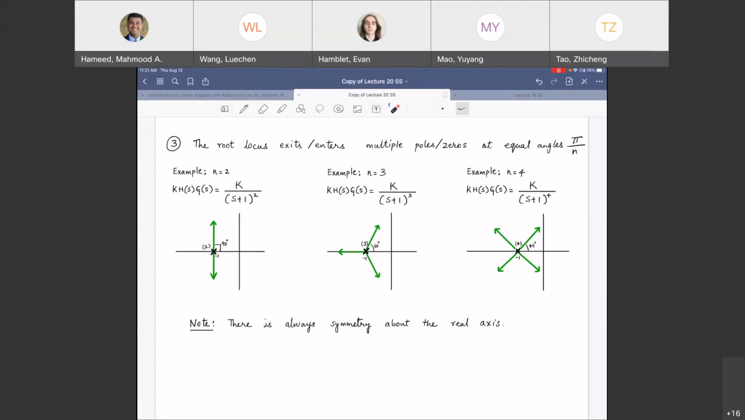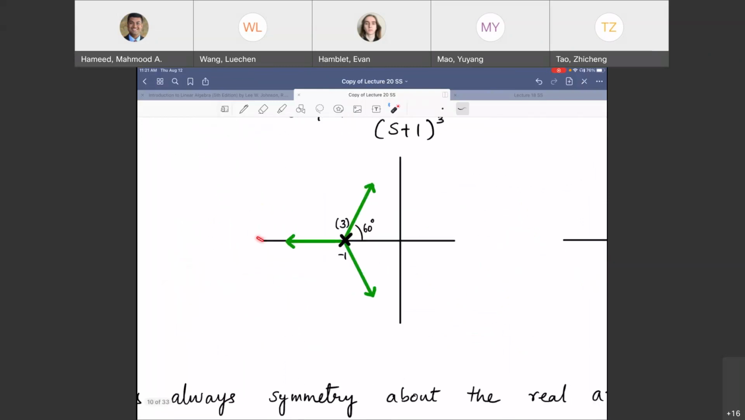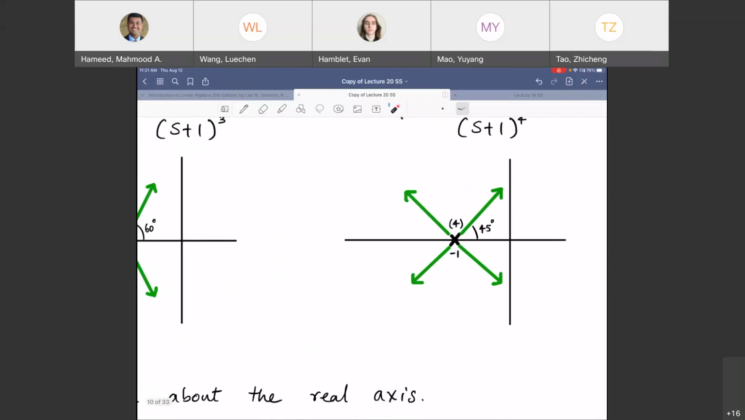Another note here is there is always symmetry about the real axis. You see, symmetry about the real axis here, here, and here. So for root locus, there will be symmetry about the real axis.